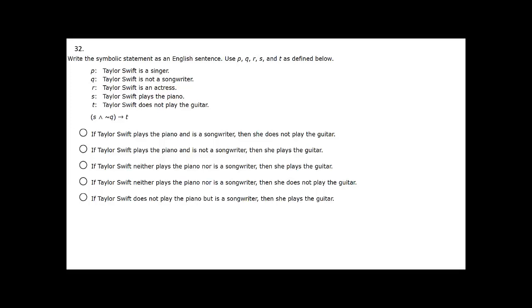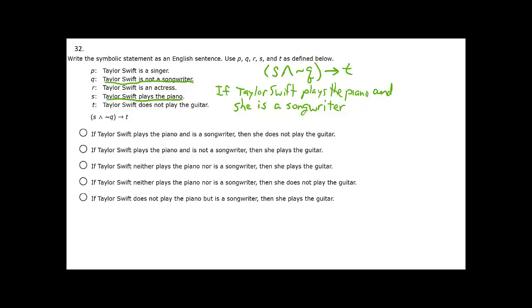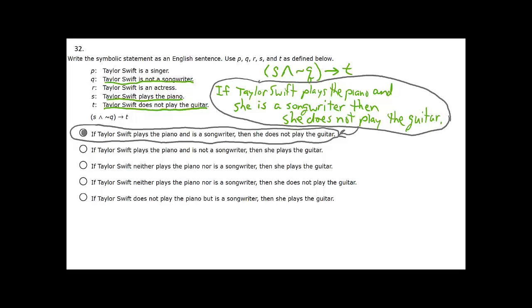So it's an implication, so it's an if-then. S is the statement Taylor Swift plays the piano. There's a symbol for and, then not Q. Q is Taylor Swift is not a songwriter, so that would be Taylor Swift is a songwriter. So if Taylor Swift plays the piano and she is a songwriter, then T, which is Taylor Swift does not play the guitar, and that happens to be the first selection as well.